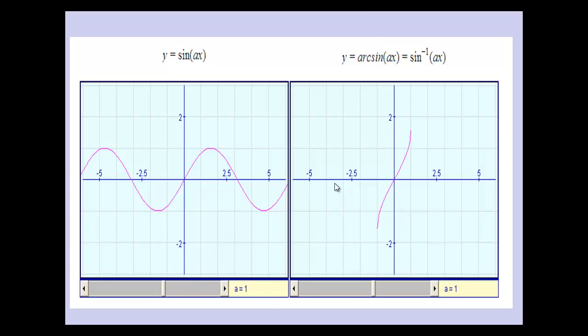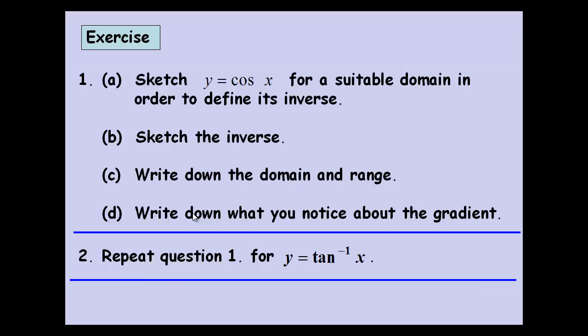We sometimes use the term arcsine. It's a little bit dated and unlikely really to crop up. But if you do see the term arcsine, it just means inverse sine. So arcsine of x is the same as inverse sine of x. And there's the graph there, alongside the sine graph.